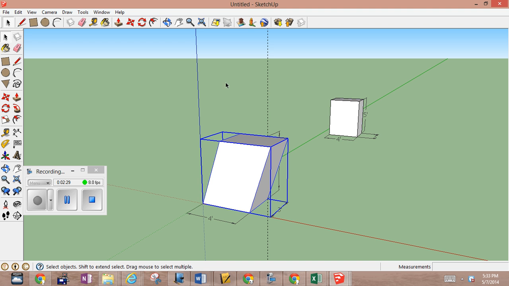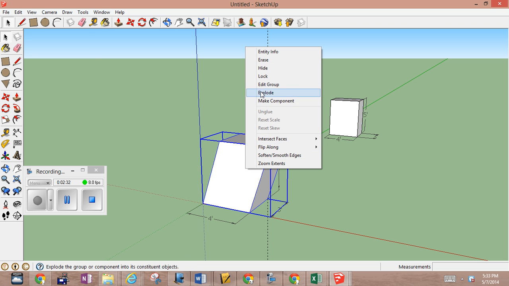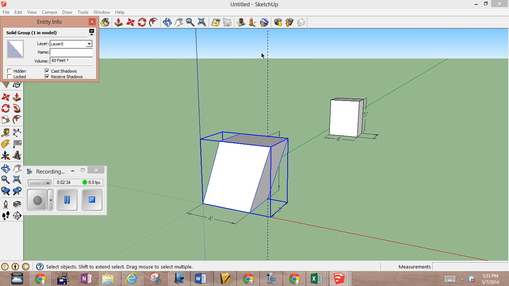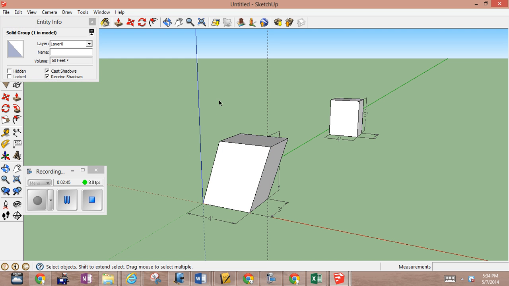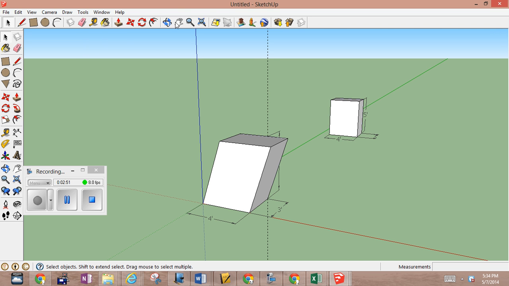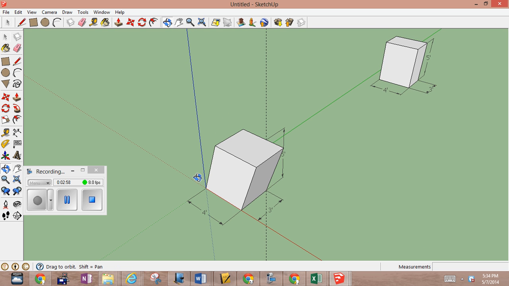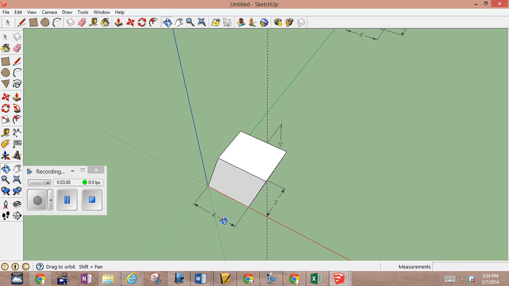Then I'm going to right-click and go to the entity information and find my volume is still the same, 60 cubic feet. How is that? Because I'm going to look at this, and we're going to examine it a little bit to see why it remains the same volume, 60 cubic feet.